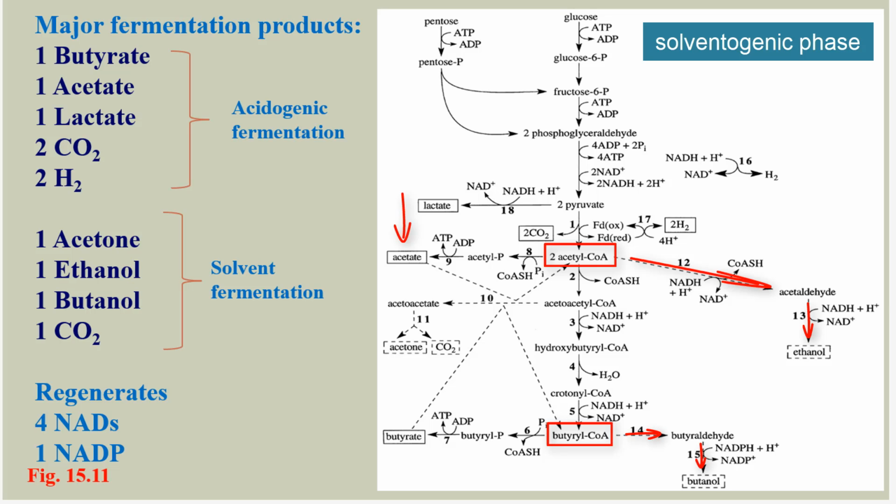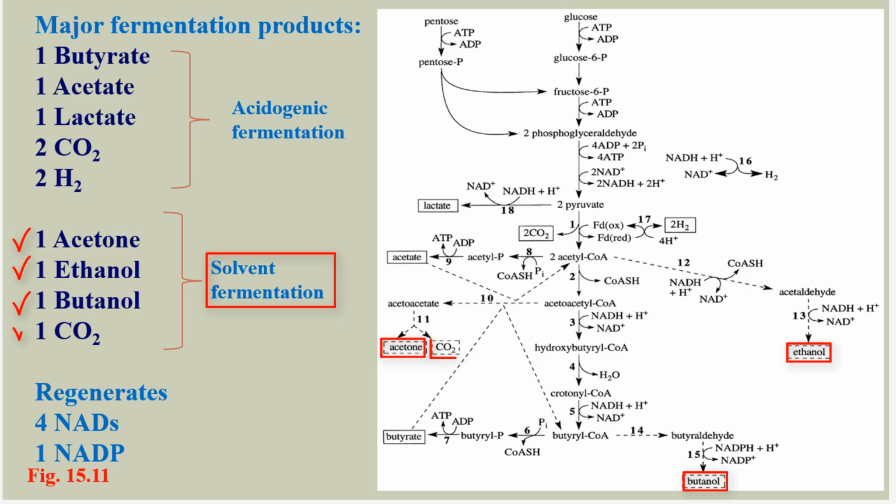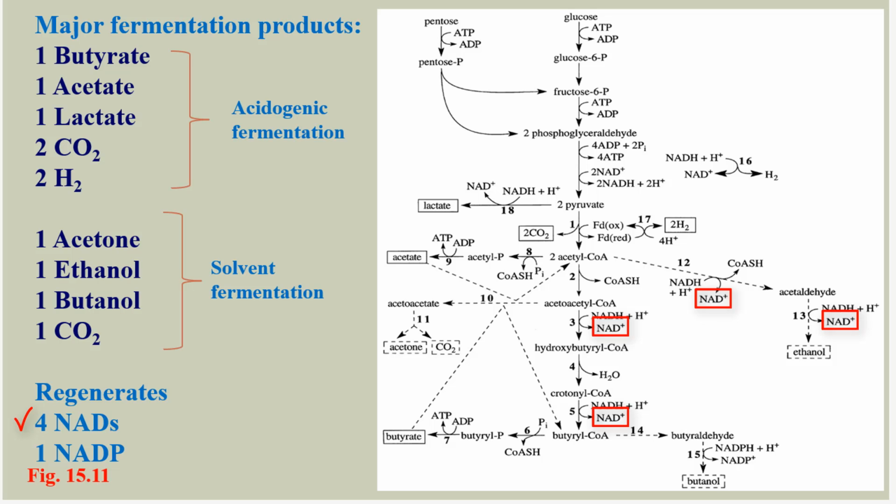reduced to butanol. The acetogenic phase produces 1 mole of butyrate, 1 mole of acetate, 1 mole of lactate, 2 moles of carbon dioxide, and 2 moles of hydrogen gas. The solventogenic phase produces 1 mole of acetone, 1 mole of ethanol, 1 mole of butanol, and 1 mole of carbon dioxide. The pathway as a whole generates 4 moles of NAD and 1 mole of NADP.